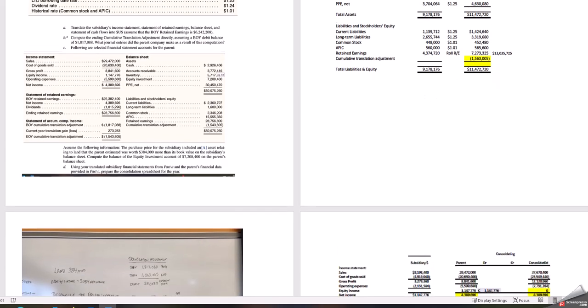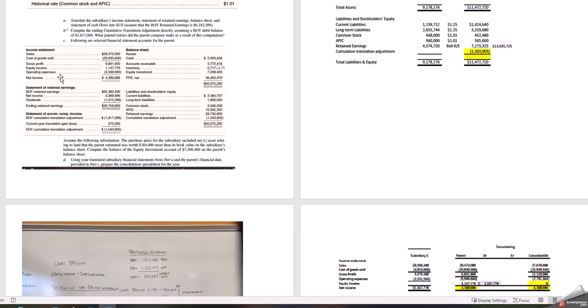So then now they give us the income statement and the balance sheet for the parent. And then they say, assume the following information. The purchase price for the subsidiary included an asset relating to land that the parent estimated was worth $384,000 more than the book value at the time of the acquisition. And then, so we're going to have to factor that in.